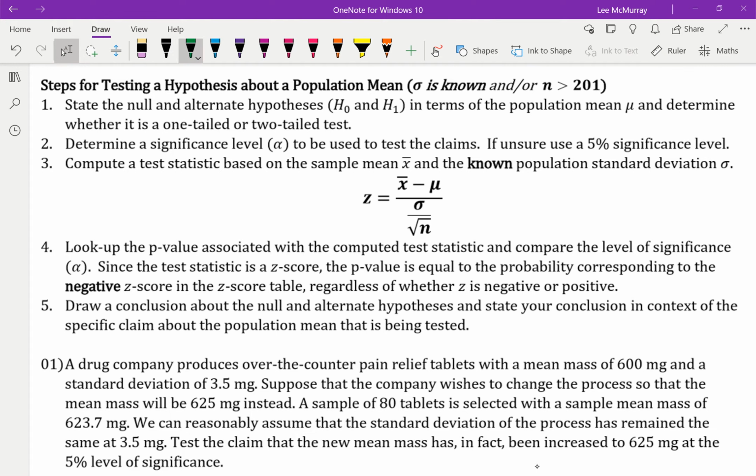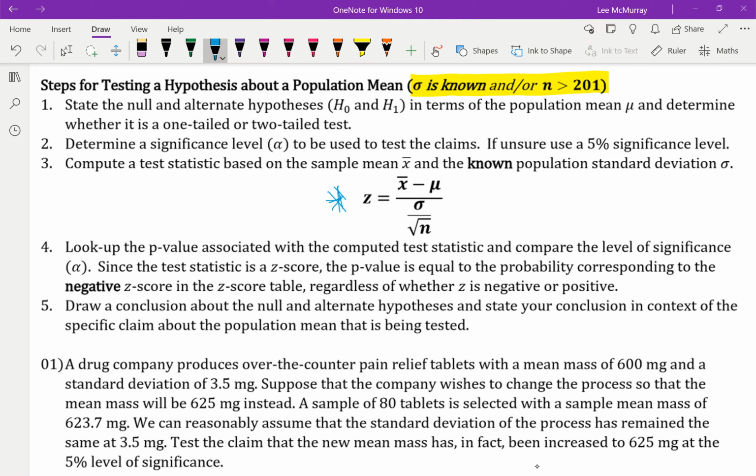So what we're going to start with is testing a hypothesis about a population mean, where the standard deviation is known and or n is sufficiently large, so n is greater than 30. So remember, that is important. That tells you which test statistic to use, right? So in this case, because we're dealing with a known standard deviation, or we have a value of n that is large enough, then we're using the Z distribution versus the T distribution. Okay, and then we'll do an example with the T distribution as well.